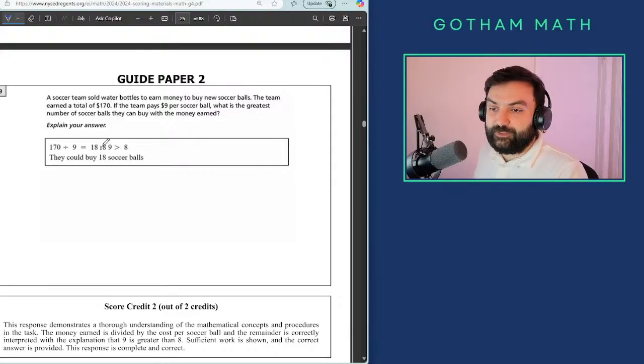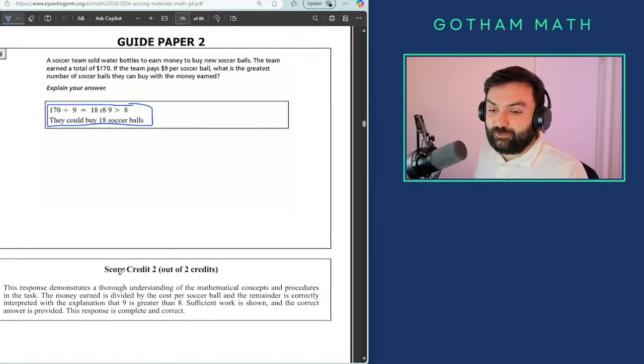170 divided by 9 is 18, remainder 8. 9 is bigger than 8. They could buy 18 soccer balls. Well, for the computer-based test, this is okay, right? It's not a lot written, but at the same time, it works. So 2 out of 2, just a regular short answer, computer-based. It's not like it's ELA.